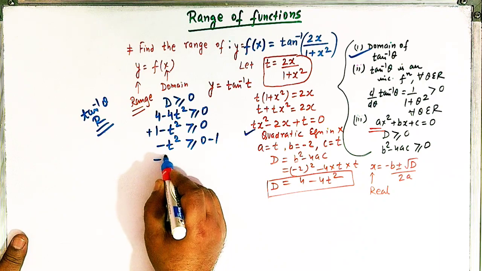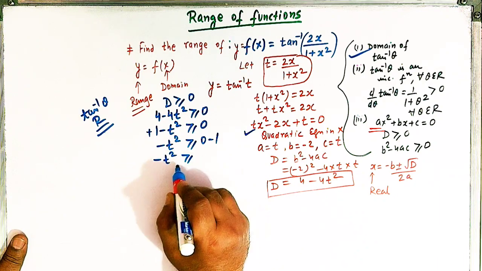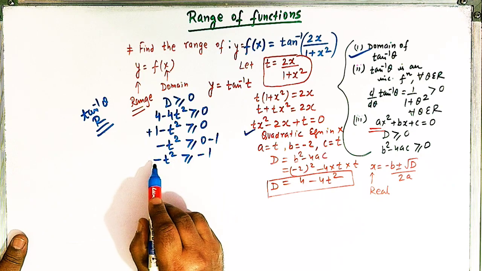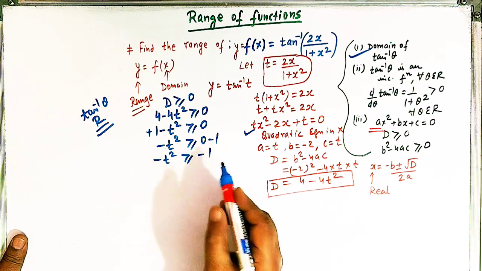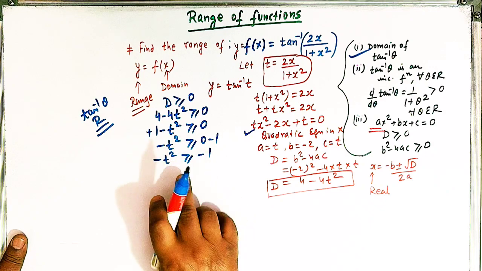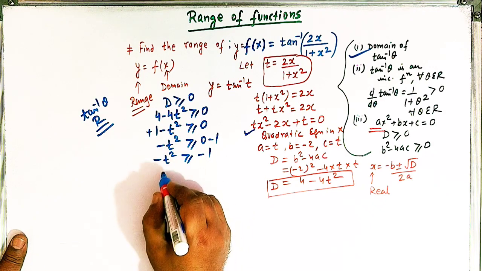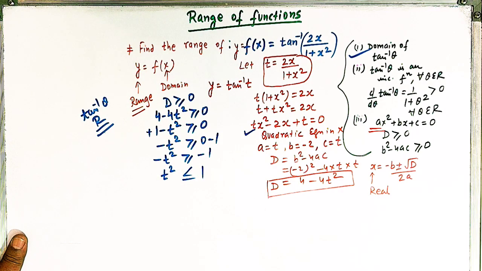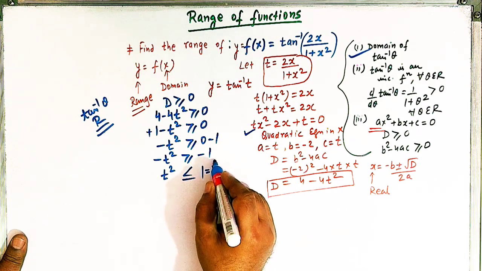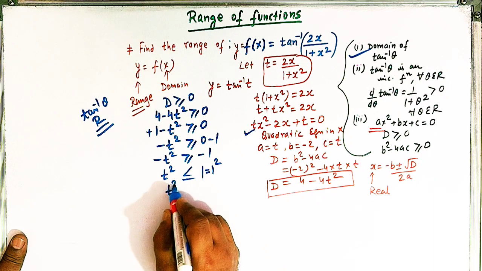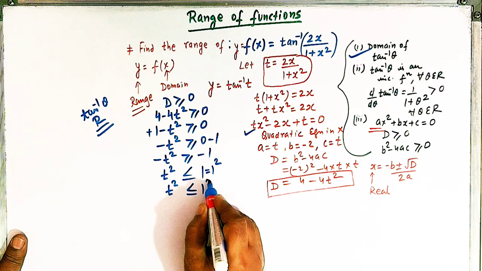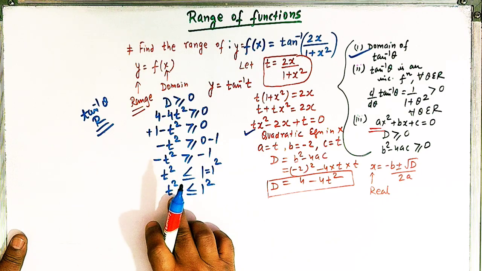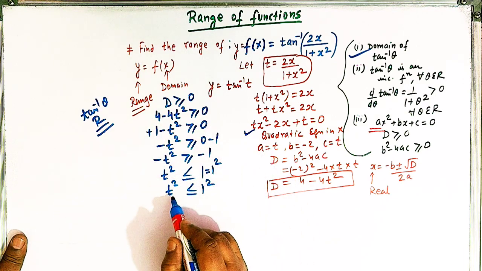So now this is minus t square greater than or equal to minus 1. And now if we cancel these two negative signs, then the direction of the inequality gets reversed. So we have t square less than or equal to 1, right? And 1 can be written as 1 square. So we have now t square less than or equal to 1 square, right? And this is a famous, well-known inequality.